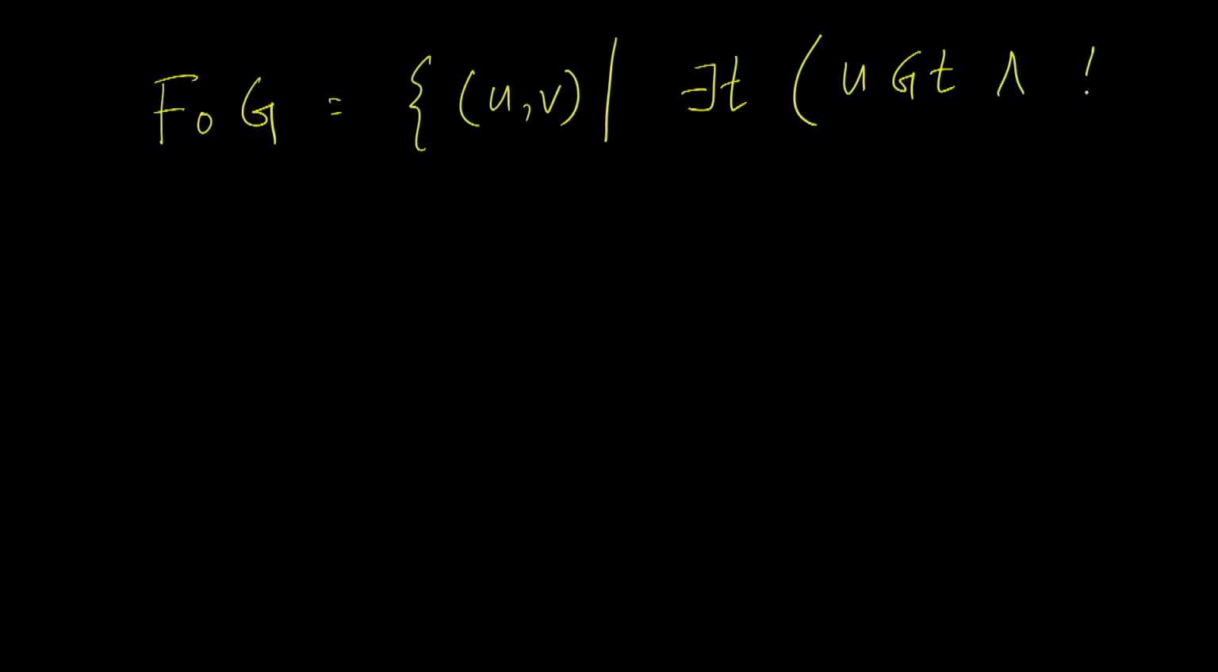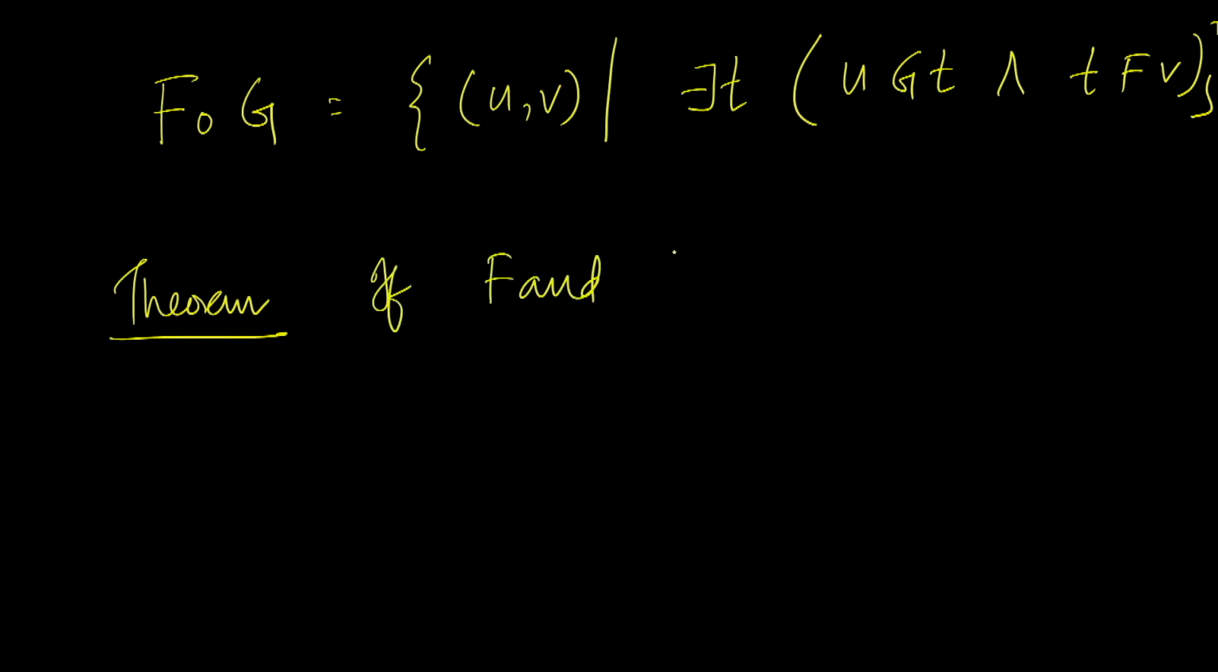For two sets f and g, we define f composition g thus. It is a set of all ordered pairs (u, v) such that there exists a t so that u g t and t f v. And then a theorem about function composition. If f and g are functions, then f composition g is also a function.